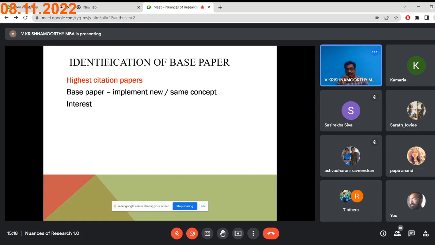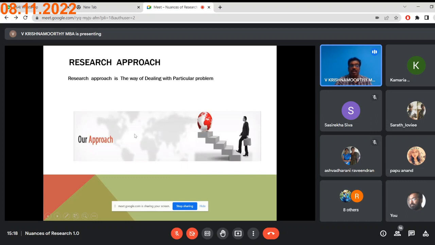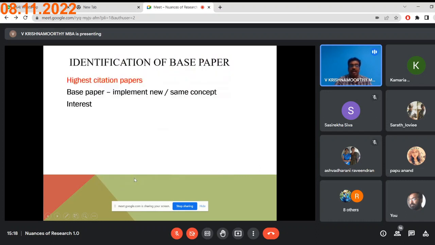Now, you might ask another question: how to identify the base paper? If you want to identify the base paper, it's very simple. You can go to Emerald Insight, the emeraldinsight.com database, and type your topic. For example, your topic may be service quality, organizational citizenship behavior, consumer behavior, customer loyalty, human resource management practice, supply chain management, logistics management, total quality management, lean management, or whatever the topic may be. You can type your topic in the emeraldinsight.com database.